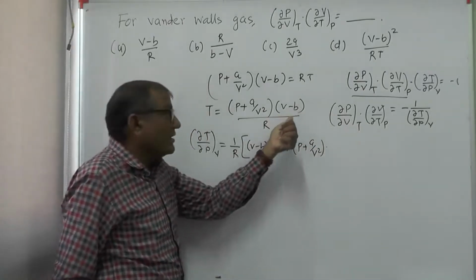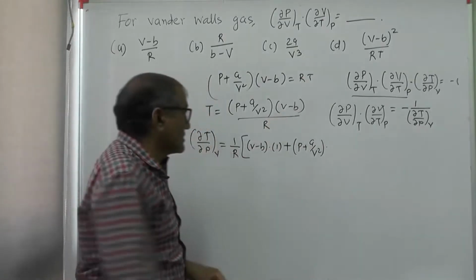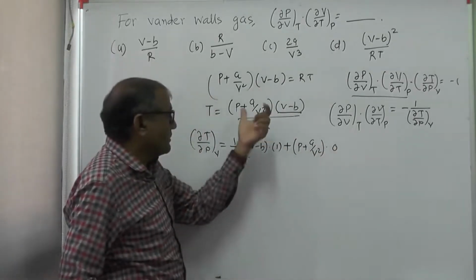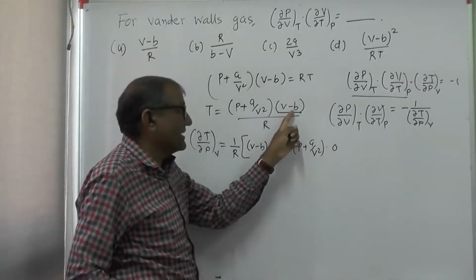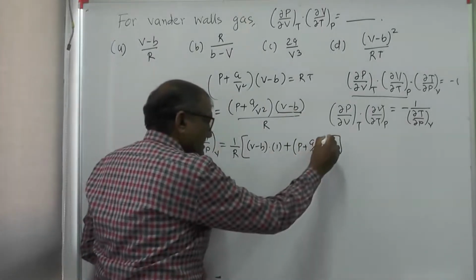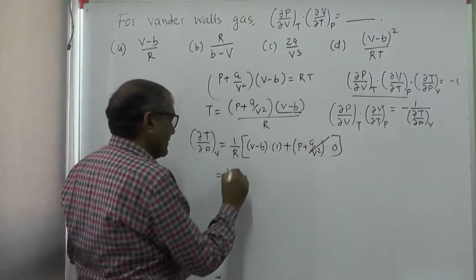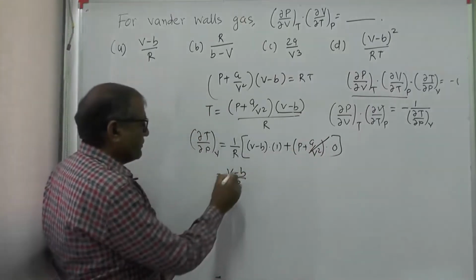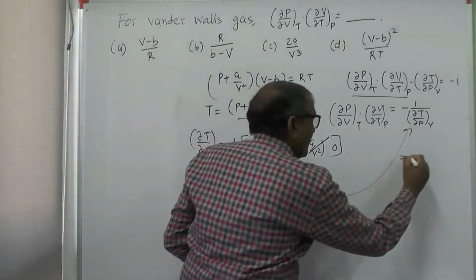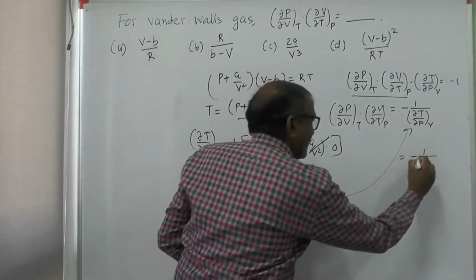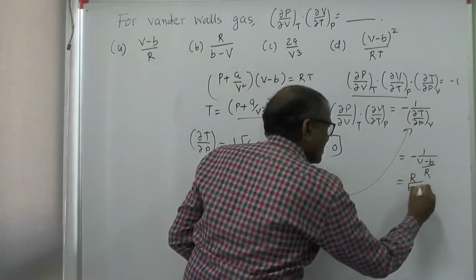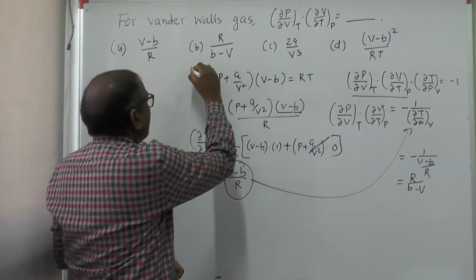I am going to keep P plus A upon V square constant and take the derivative of V minus B. V is constant as well as B is constant, so the derivative of this term would be 0, keeping P plus A upon V square constant and taking the derivative of this with respect to pressure. So, this term would be 0 and this would be V minus B upon R. If you put this value in this equation, then it would be minus 1 upon V minus B upon R. So, ultimately this is R upon B minus V. So, this is the correct option.